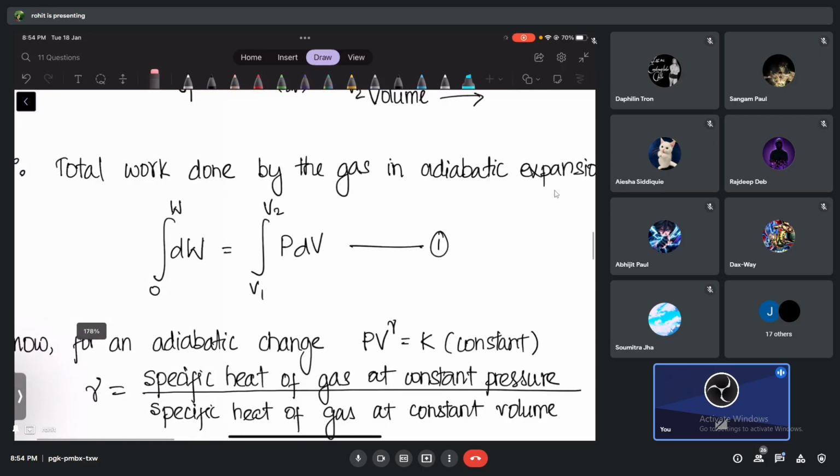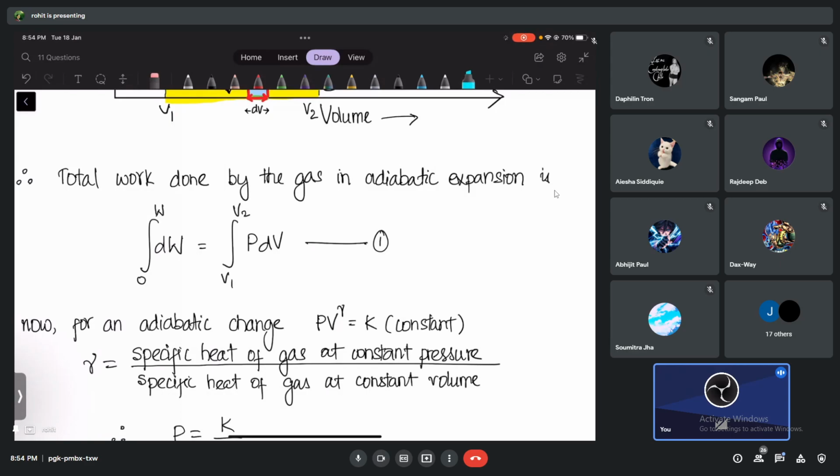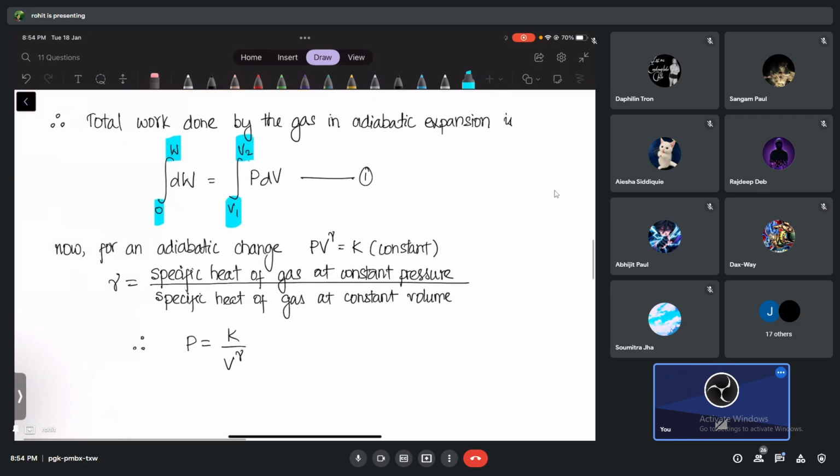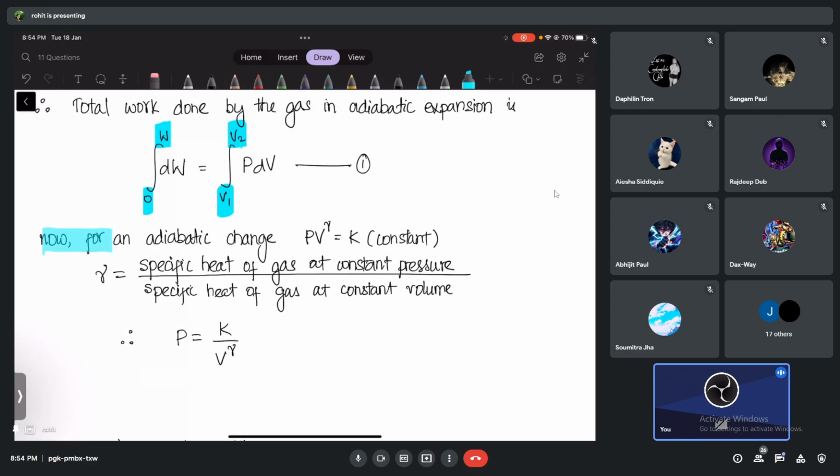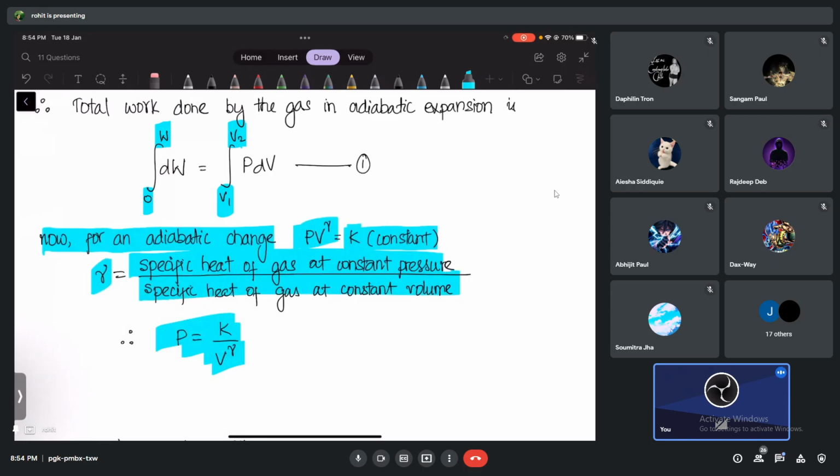Now we need to integrate from volume V1 to volume V2, the same process, 0 to W. This is what is true for adiabatic change: PV to the power gamma is a constant, where gamma I've defined to you before, and I've written it here again. So we are going to use these things now.